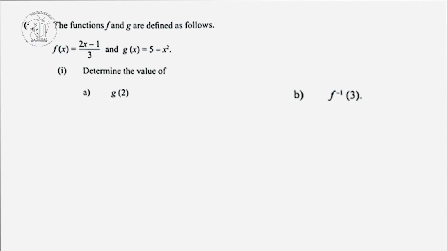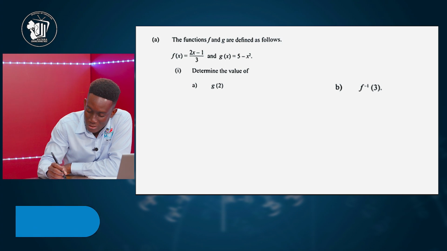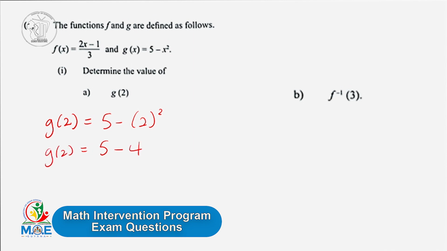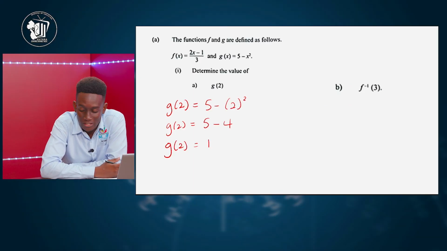So in this case, we want to determine the value of g of 2. So all we're doing, we're taking the function g and we're putting 2 inside of that function. So the function g of x is equal to 5 subtract x squared. So g of 2 would simply be 5 subtract, instead of x, we'll say 2 squared. So this would be 5 subtract 2 2's is 4. So g of 2 will be equal to 5 subtract 4 would be 1. So g of 2 is equal to 1. The next thing that we have to find is f inverse of 3.